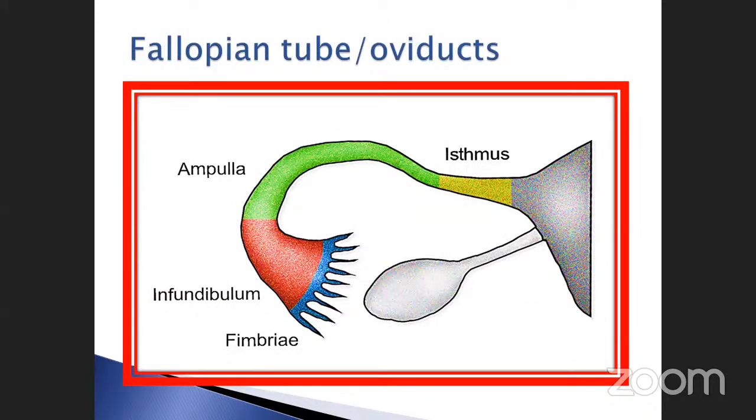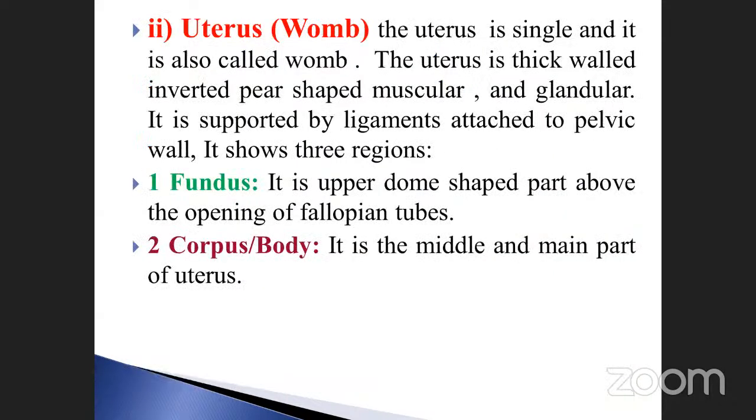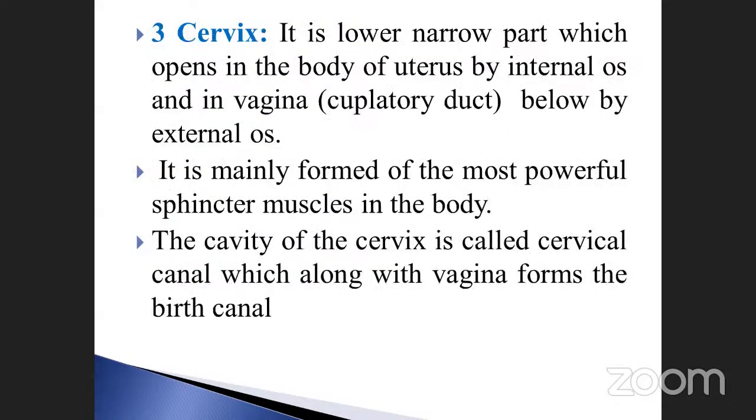Already there are three. Fimbriae are finger-like projections, and infundibulum is first, a funnel-shaped structure, then ampulla and isthmus. These are already in our body, isn't it? And the uterus is otherwise called womb, and fundus and corpus body are also present in it. Cervix is another part.